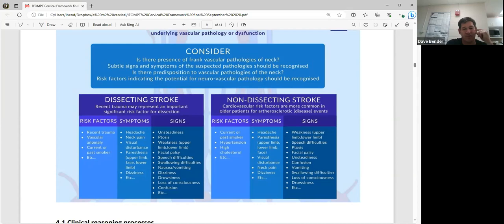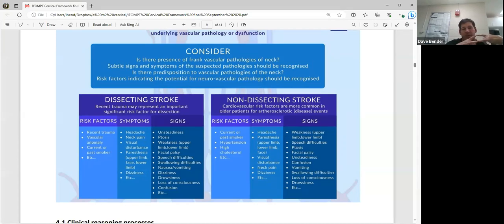I'm able to generate sufficient force through the neck, but they won't be the big fancy rotary manips, because quite honestly, if I can get the joint to free up without the rotary manip, it's going to be a much better outcome. You know, common symptoms you're going to get, whether it's a dissecting stroke or non-dissecting stroke, your headache is going to be kind of your number one.